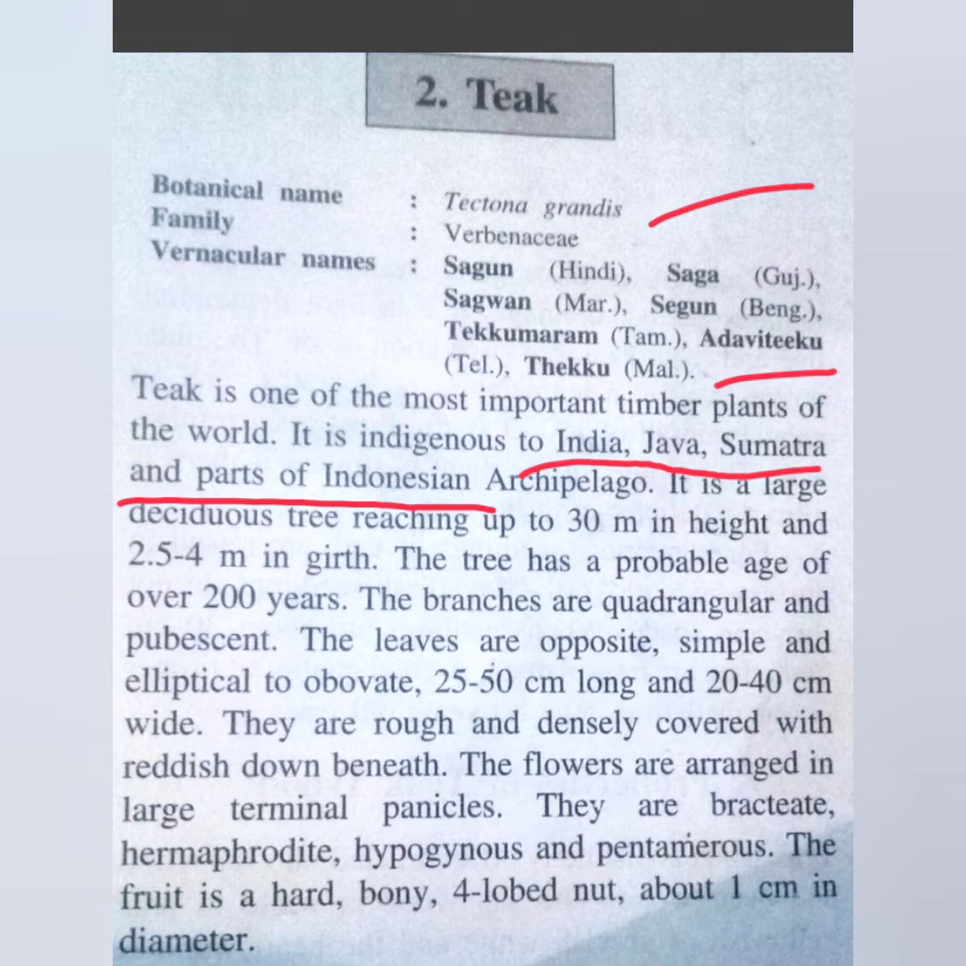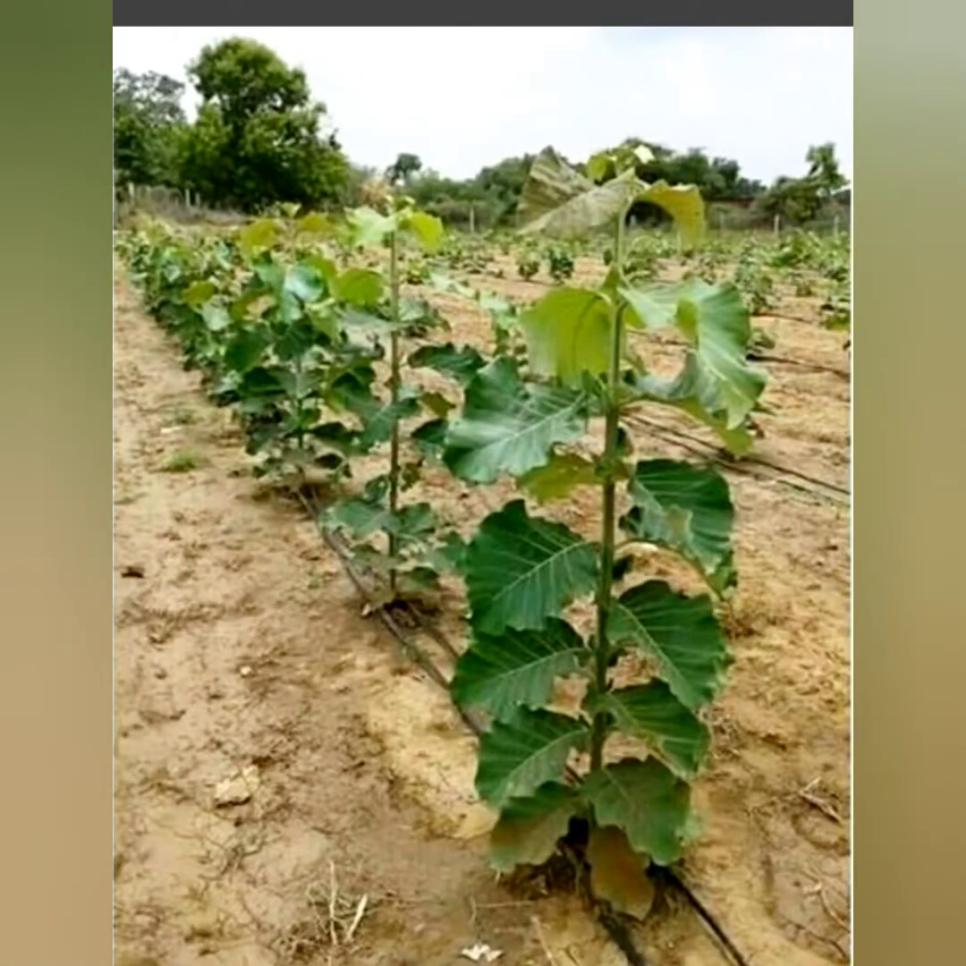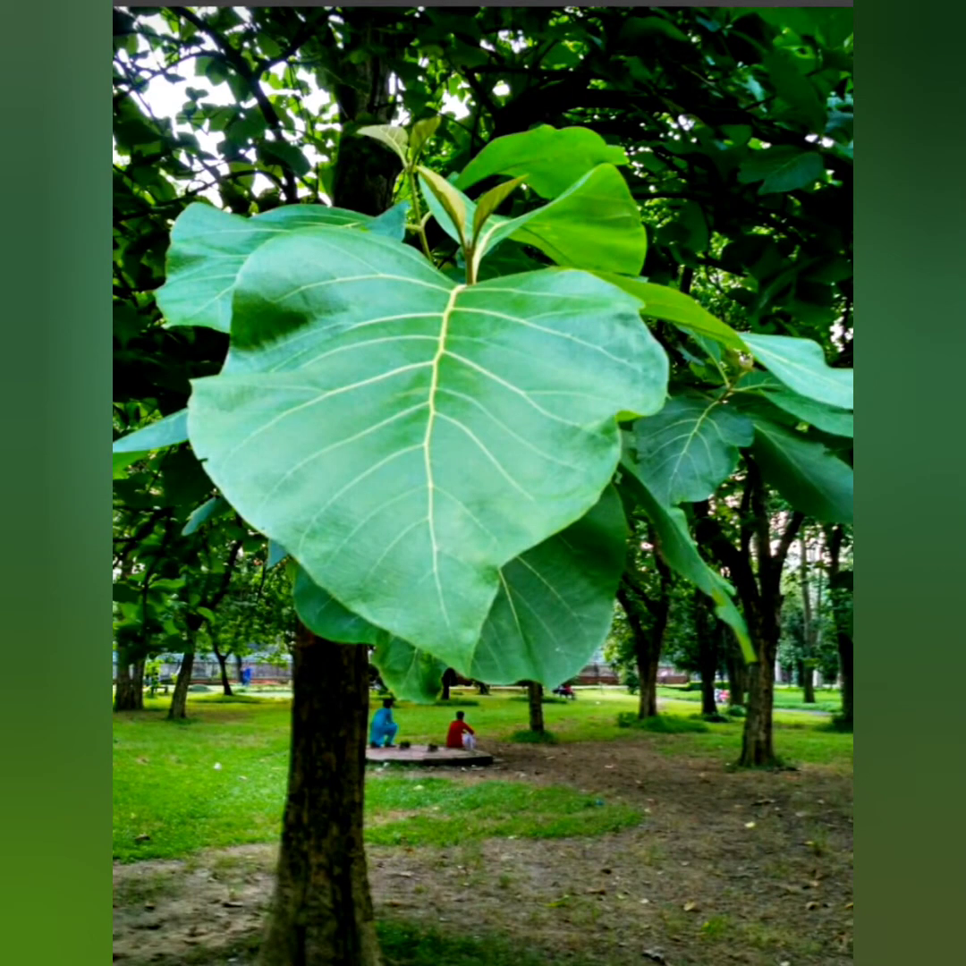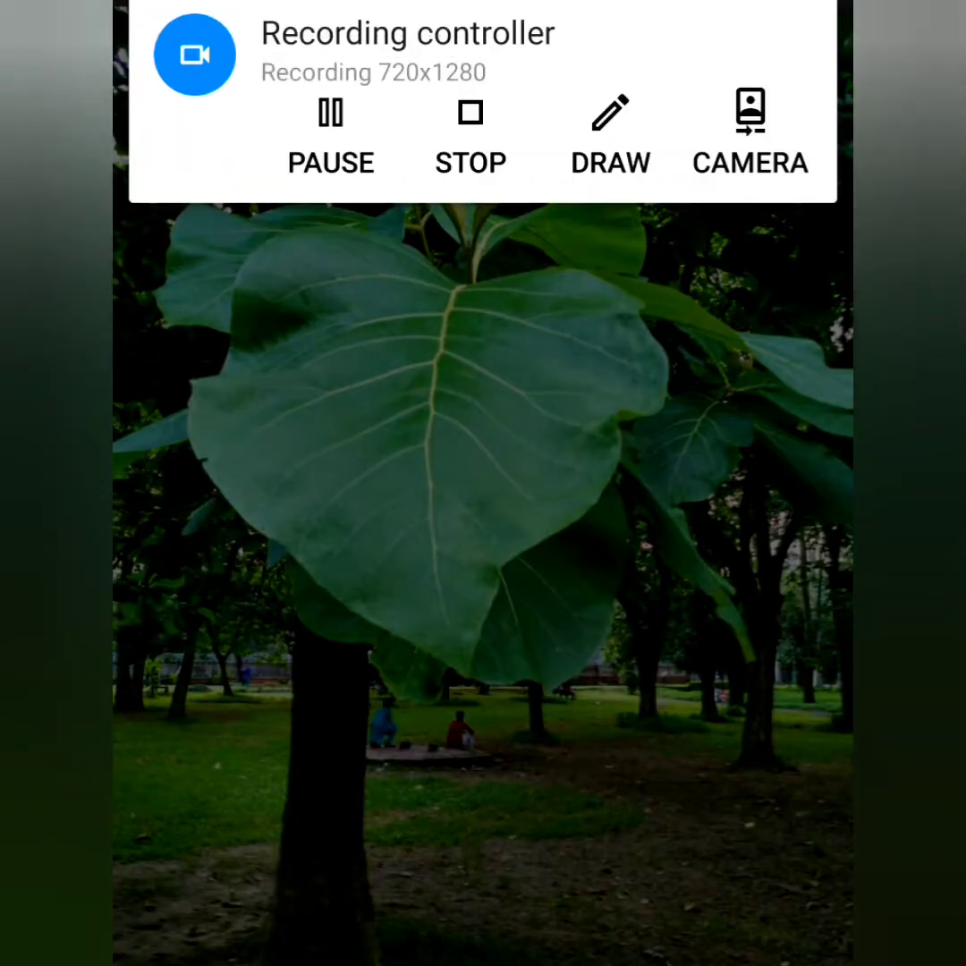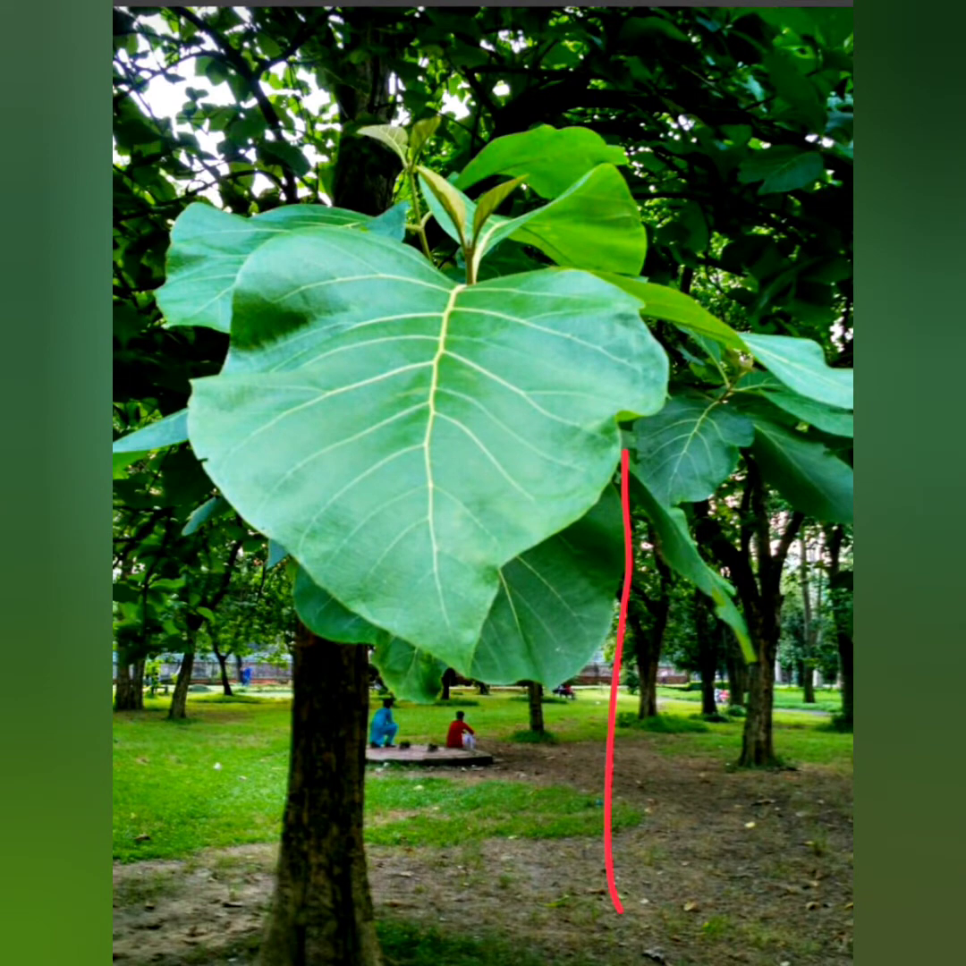If you take a look at the tree, it is a large deciduous tree reaching up to 30 meters in height and 2.5 to 4 meters in girth. So let me show you the diagram. Okay, if you take a look at this tree, it is a large deciduous tree reaching up to 30 meters in height, and it has a girth, meaning this way, of 2.5 to 4 meters.